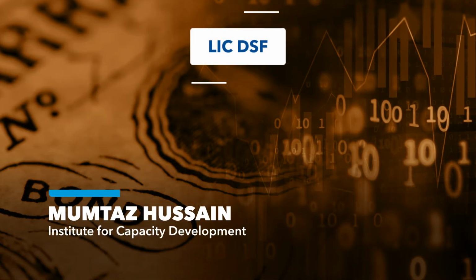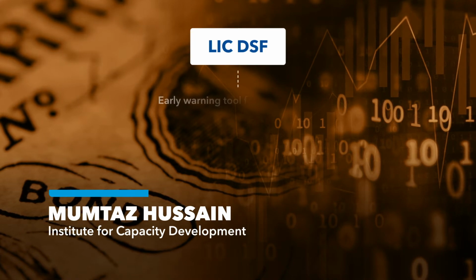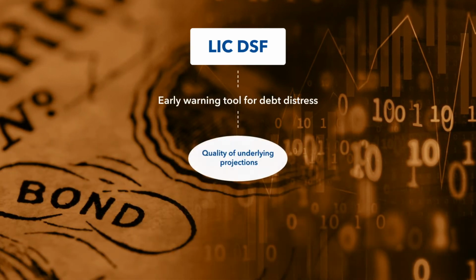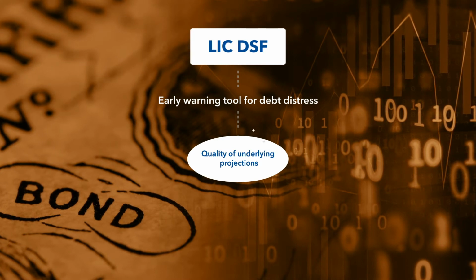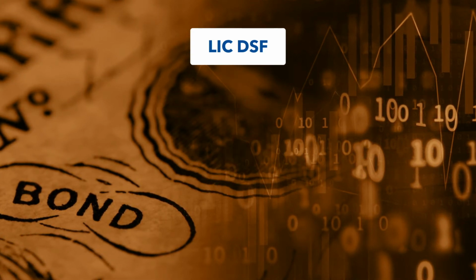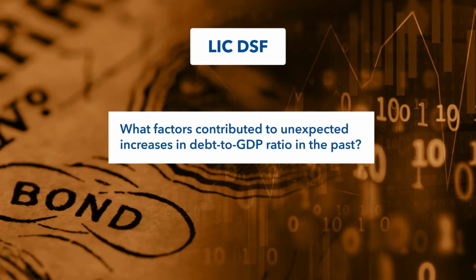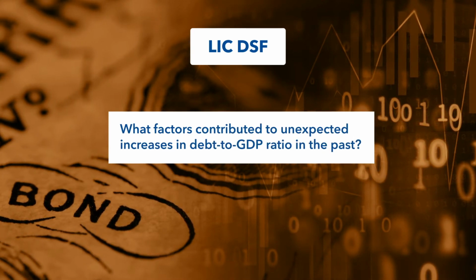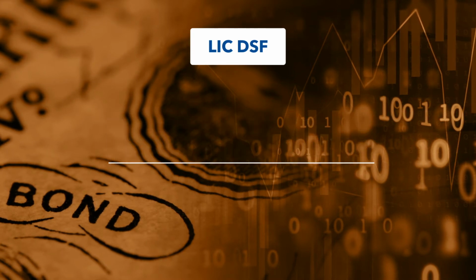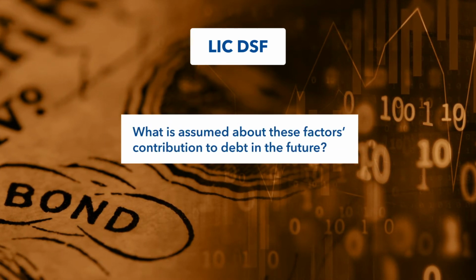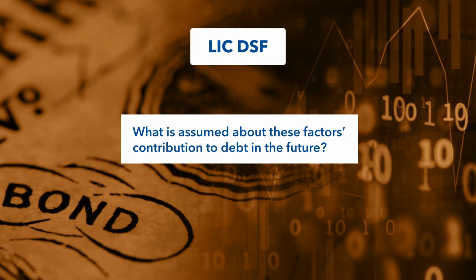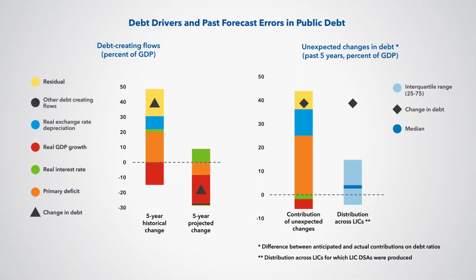The value of the LIC DSF as an early warning tool for debt distress depends on the quality of underlying projections. This realism tool asks what factors contributed to unexpected increases in debt to GDP ratio in the past, and what is assumed about these factors' contribution to debt in the future. The figure shows an example of the presentation of this tool in the LIC DSF. You can find this figure in the worksheet called Output 4.1 Forecast Error.